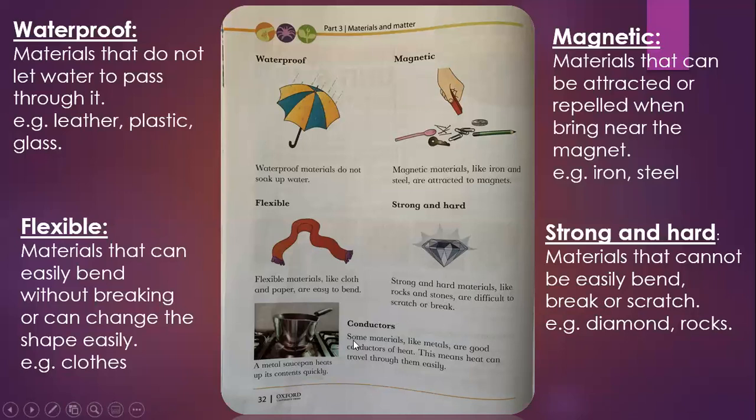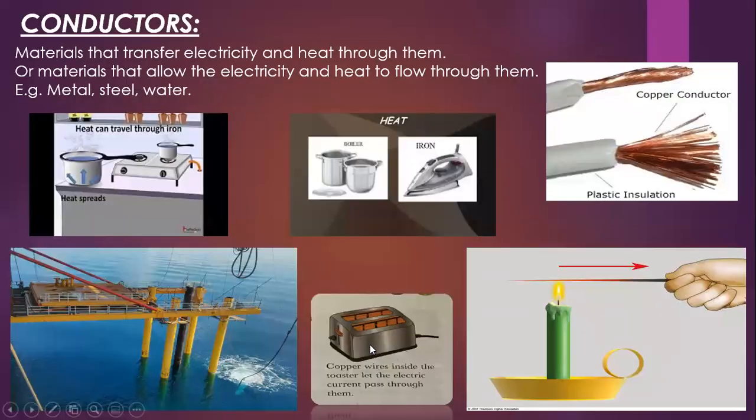Now the last thing, conductors. Now what are conductors? Okay, let's see. Conductors are materials that transfer electricity and heat through them. By seeing this picture, you can understand what is written here, or materials that allow electricity and heat to flow through them. Metal, steel, and water are examples of conductors. So do you understand? Materials that transfer electricity.